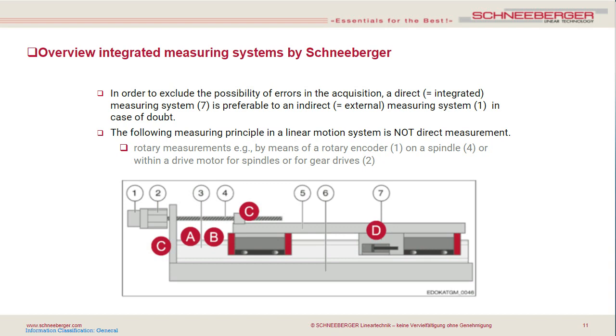The following measuring principle in a linear motion system is not direct measurement: rotary measurements achieved by means of a rotary encoder on a spindle or within a drive motor for spindles or for gear drives. In the picture above, you see on the left side, marked, the rotary encoder, second is the engine itself, four is a ball screw, and seven is the integrated measuring system.